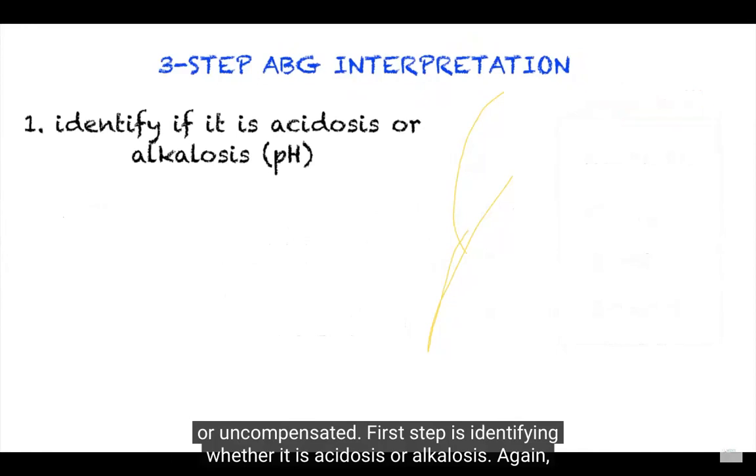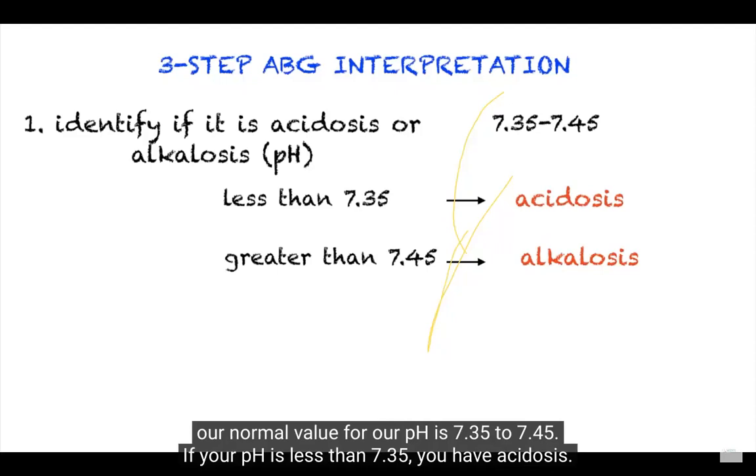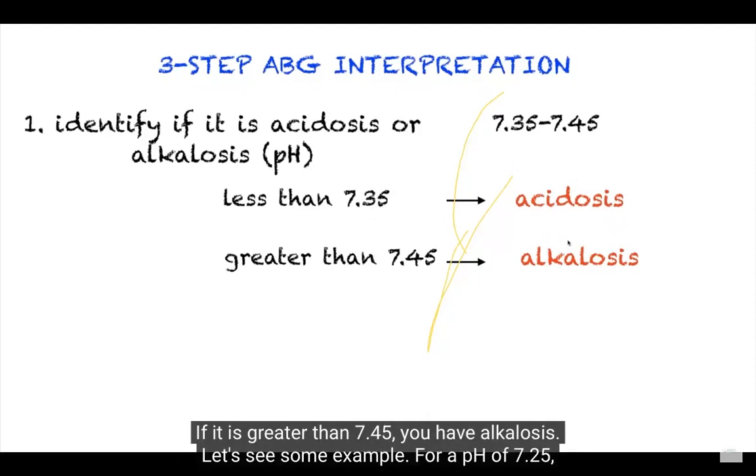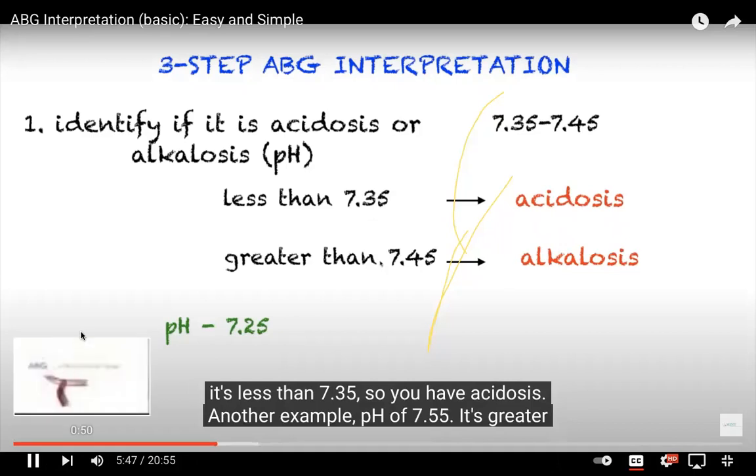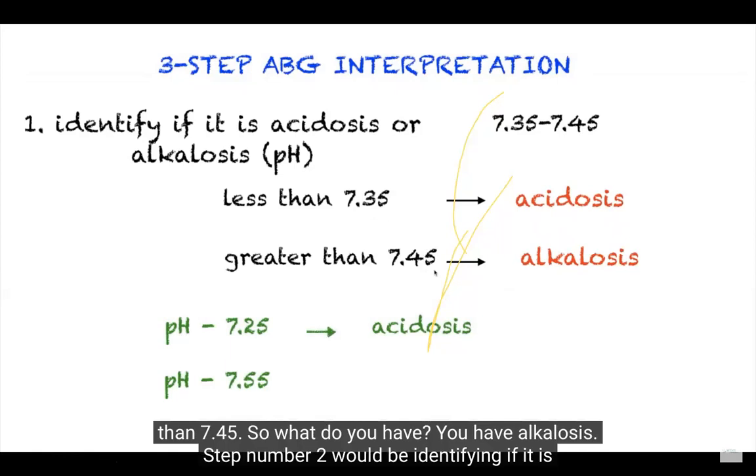First step is identifying whether it is acidosis or alkalosis. Again, our normal value for pH is 7.35 to 7.45. If your pH is less than 7.35, you have acidosis. If it is greater than 7.45, you have alkalosis. Let's see some examples. For a pH of 7.25, it's less than 7.35, so you have acidosis. Another example: a pH of 7.55 is greater than 7.45. So what do you have?